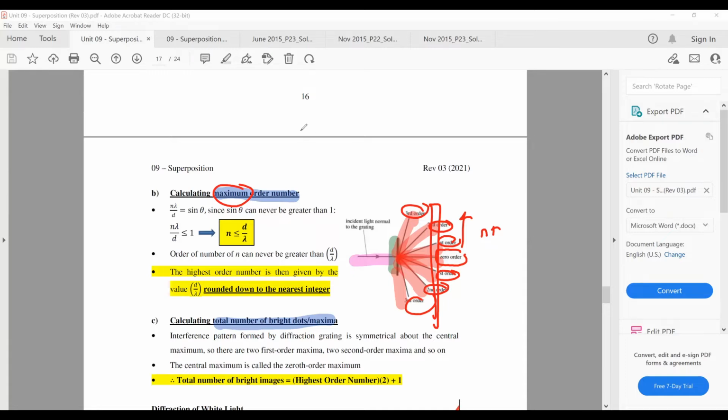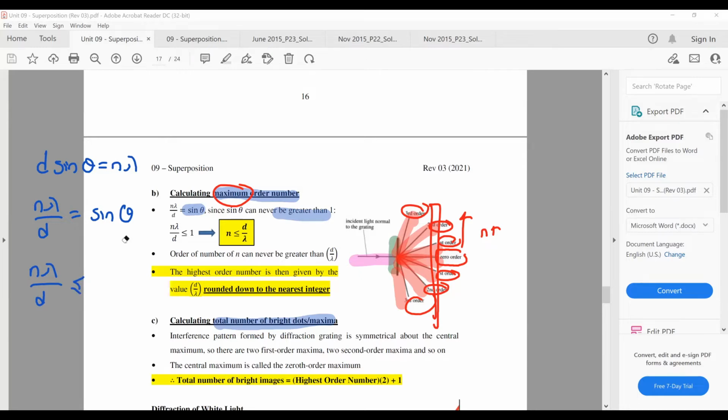All right. So what you do is that you use your diffraction grating equation, d sine theta equals n lambda. This can be rearranged to n lambda over d equals sine theta. Now you know that sine theta can never be greater than 1. The maximum value of sine theta is just 1. It will never be greater than 1. So this equation becomes like this.